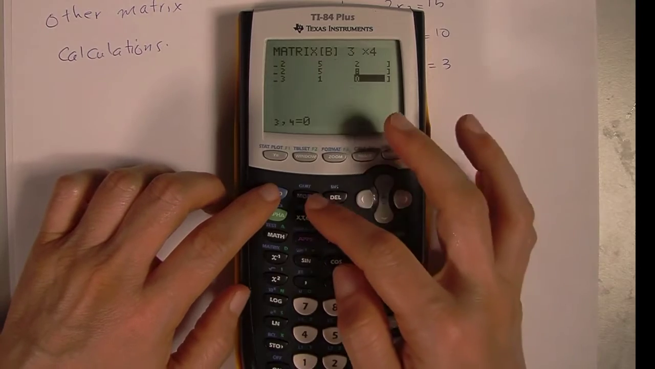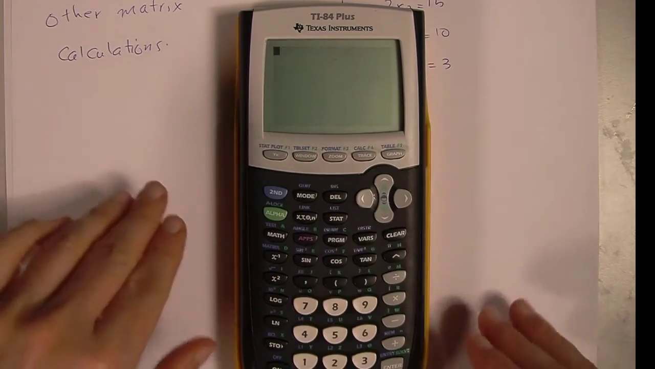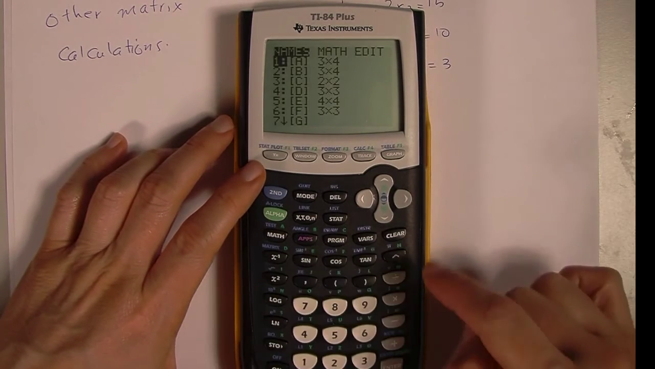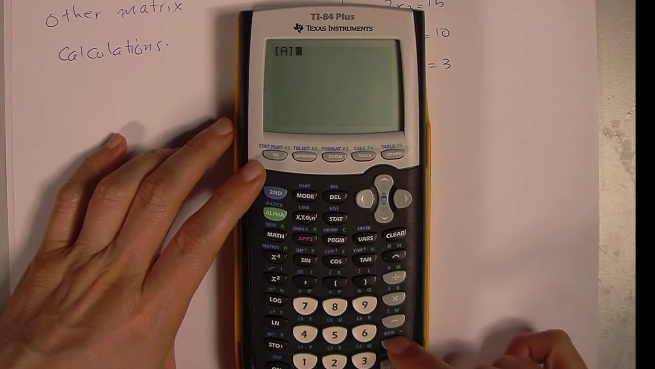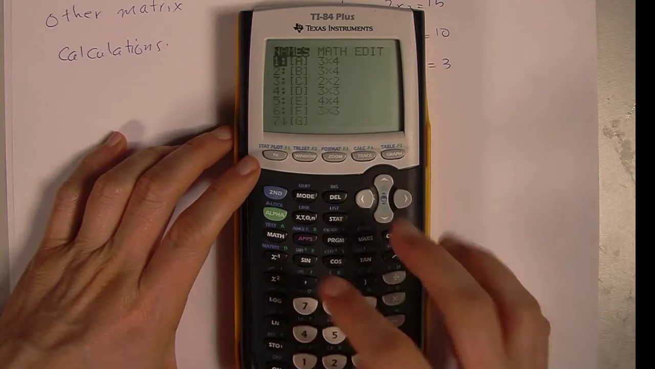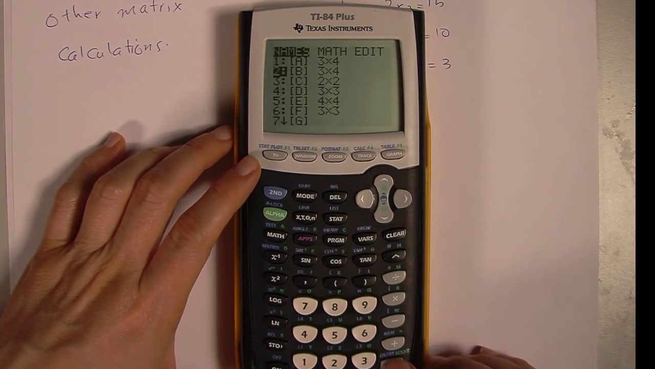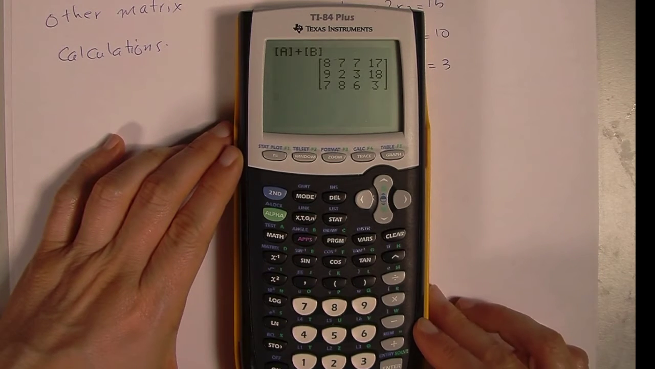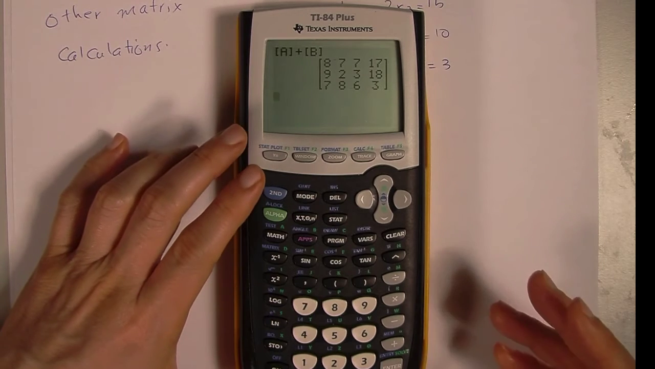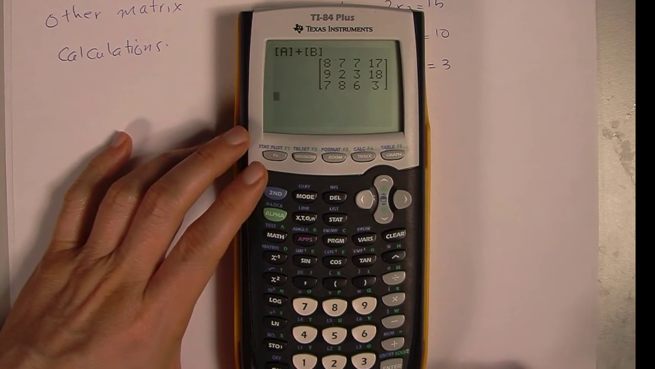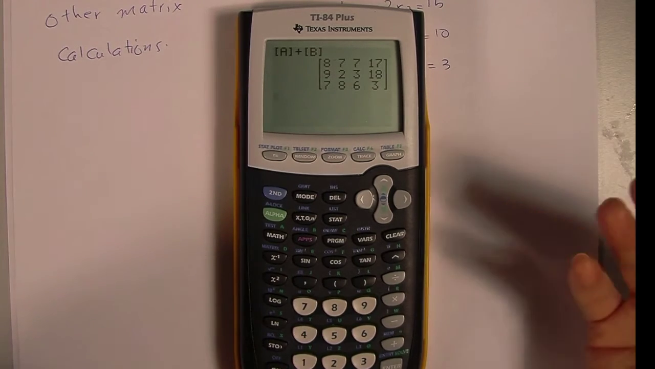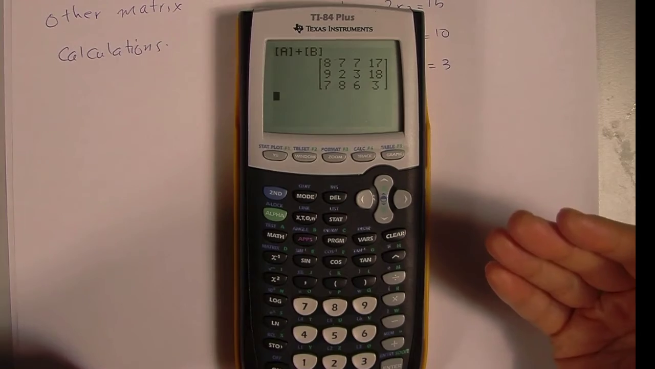And now we quit the matrix environment again. Matrix A plus matrix B. And it will give us the addition of the two matrices. The next thing that I could do with the matrix operation, I can multiply two matrices the same way.